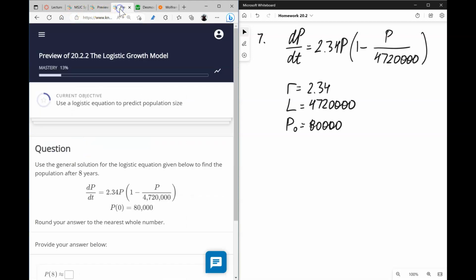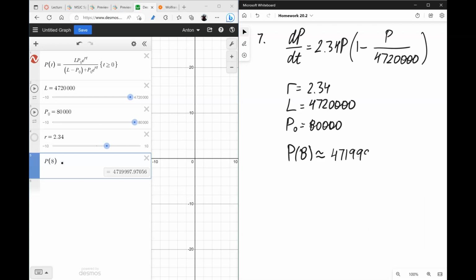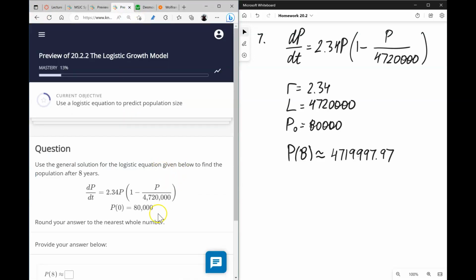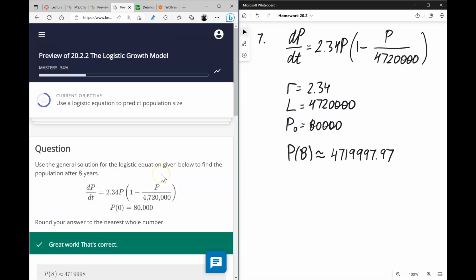Now make sure you answer the question. The question here was find P of 8. Finding P of 8 is as simple as plugging in 8 into this formula and computing it. And now we just have to read the rounding instructions. We have to round to the nearest whole number. So the answer will be 471,999,8. That's it. Don't overthink it.